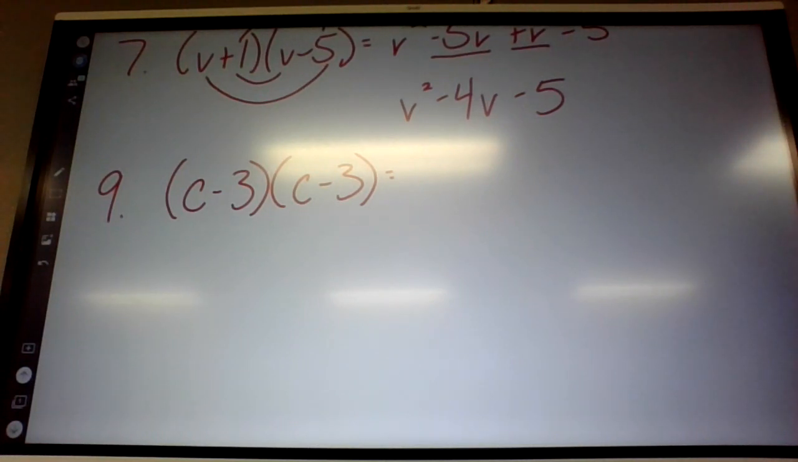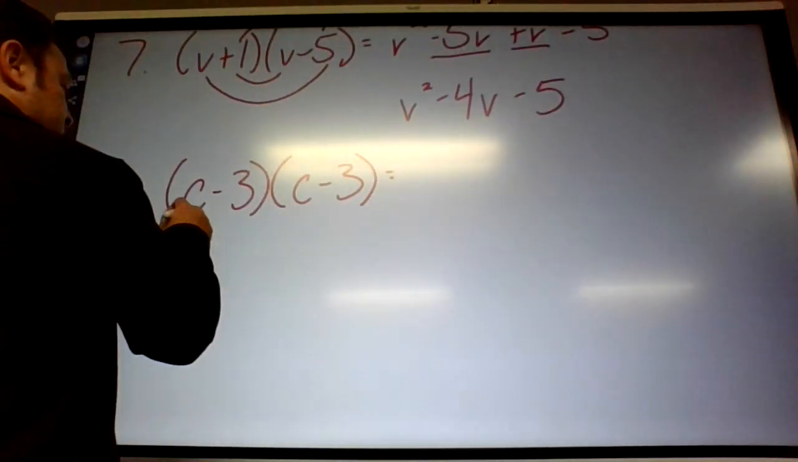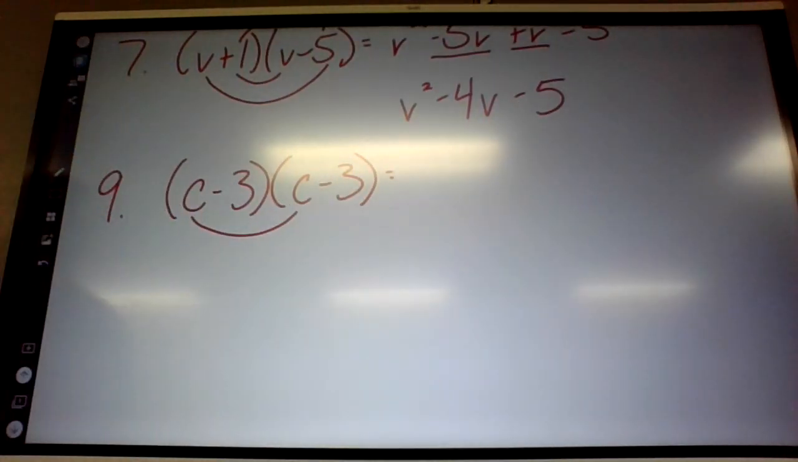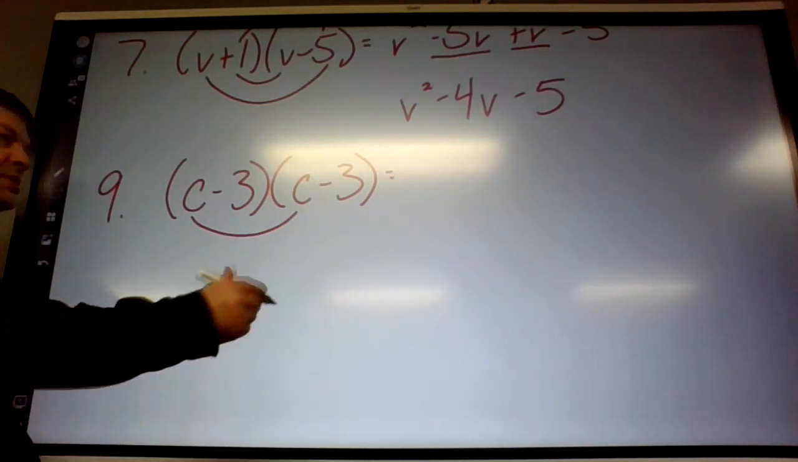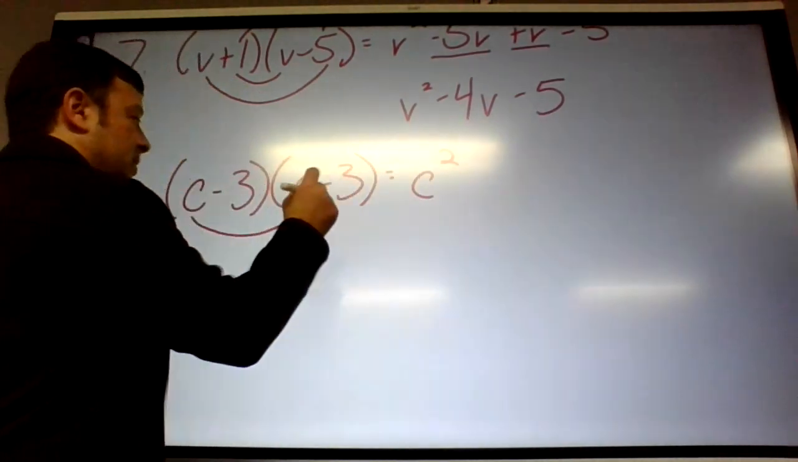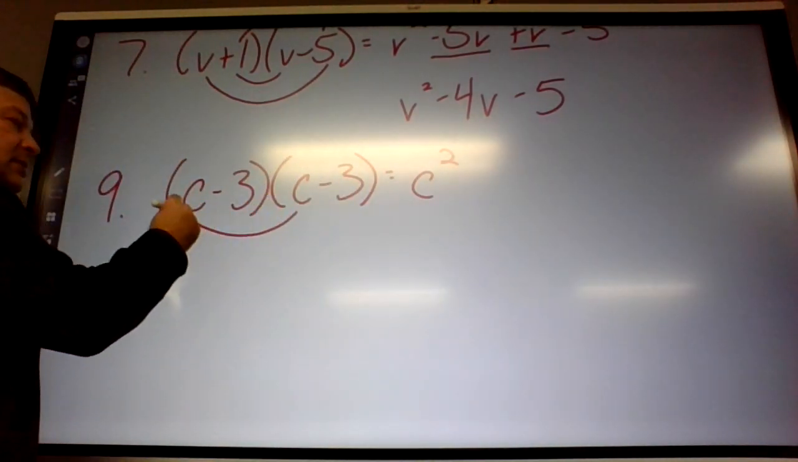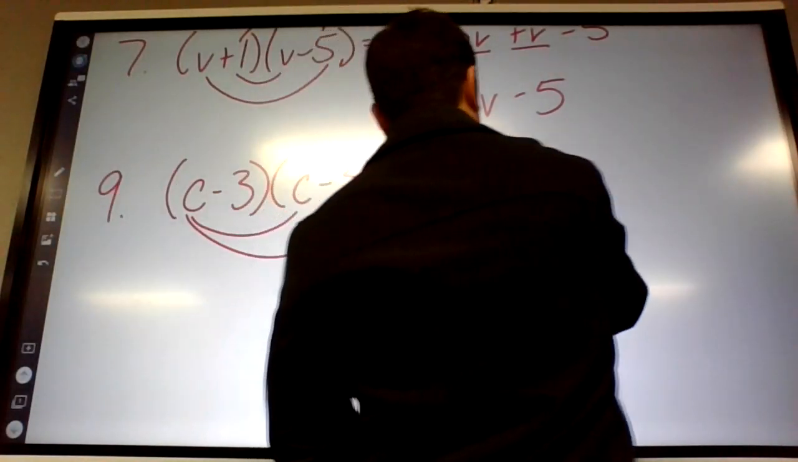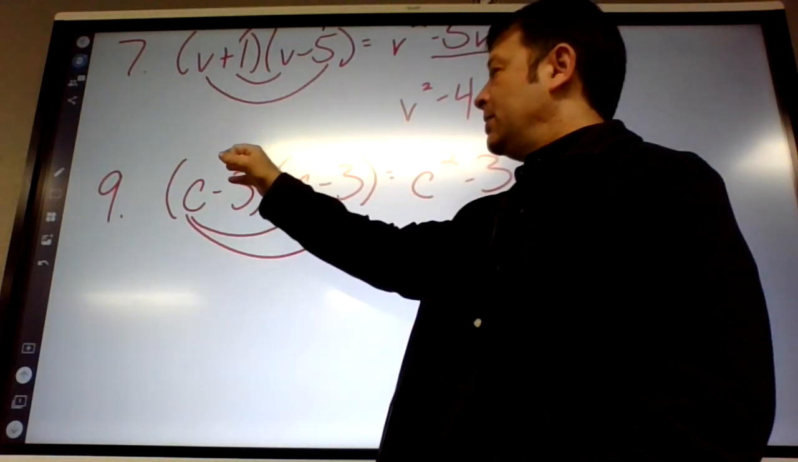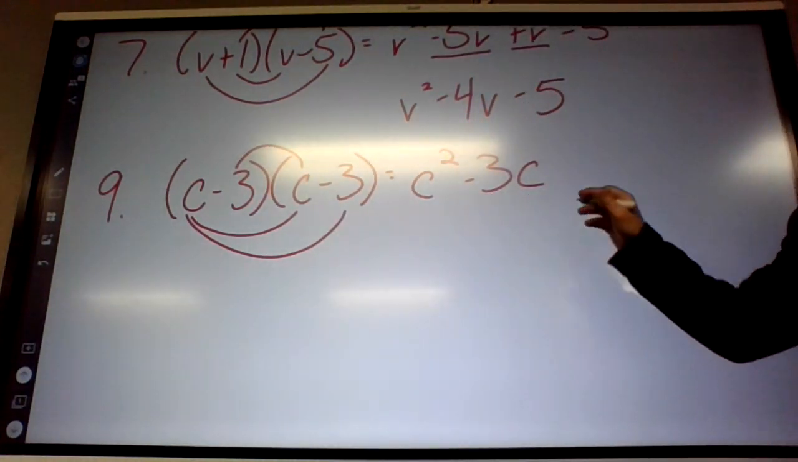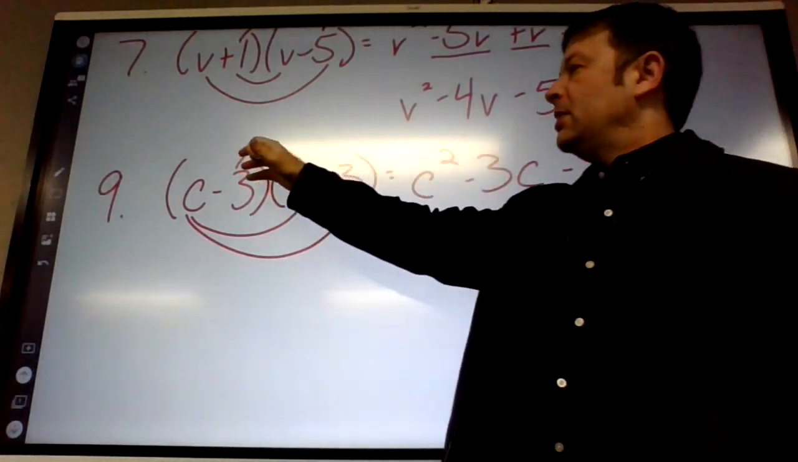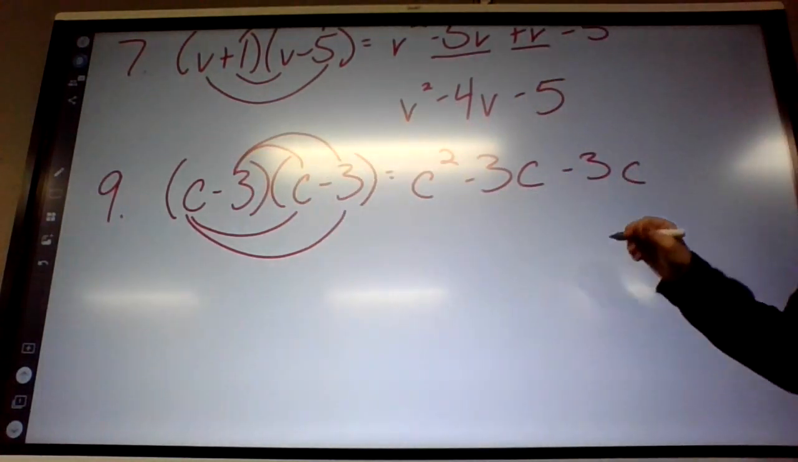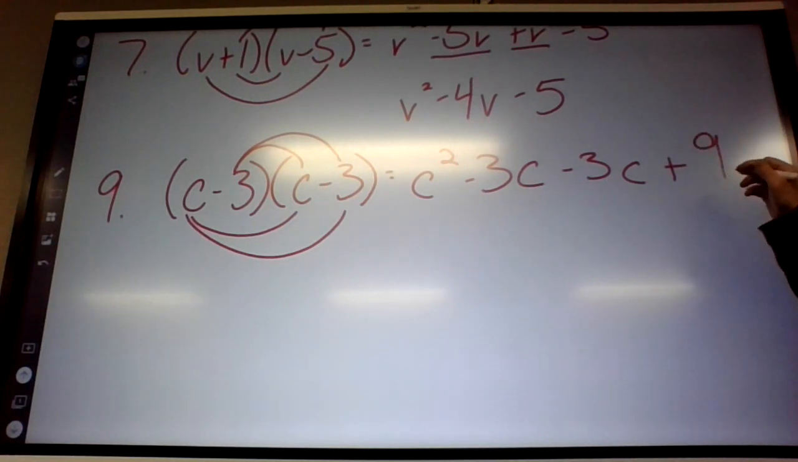Brooks, what's first? Let's start with this. What's in the front? C squared. And then the outside, -3C. And the inside, -3C. And the last, -3 times -3 is +9.